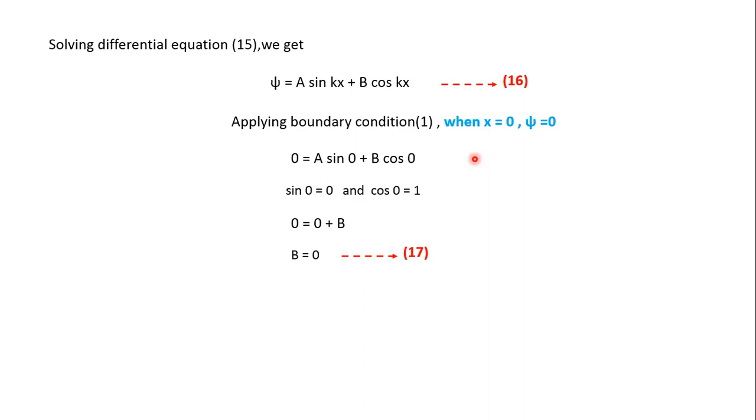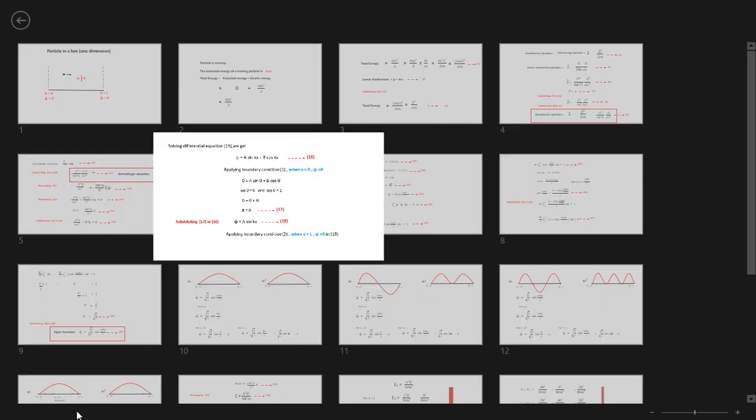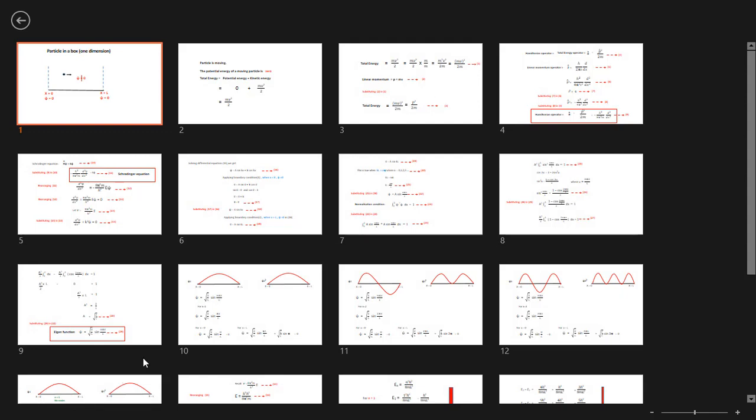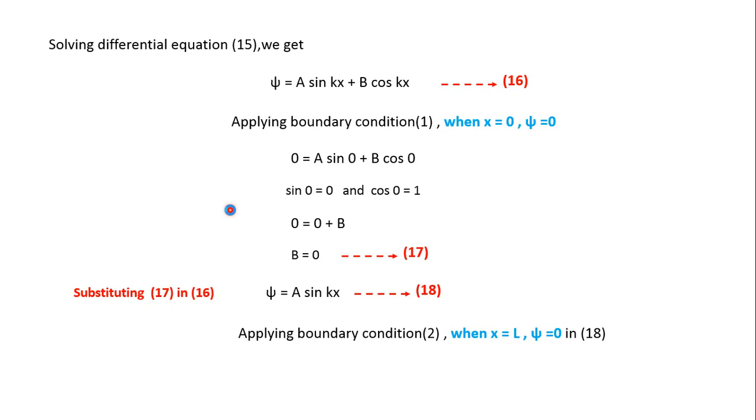When we substitute B is equal to 0 in equation 16, we will get psi is equal to A sin kx. The next thing we will do is apply boundary condition 2, which we see here in the first slide. When x is equal to L, psi is equal to 0. This is boundary condition 2, and when we consider it, we will get psi is equal to 0 when x is equal to L, and so 0 is equal to A sin kL.